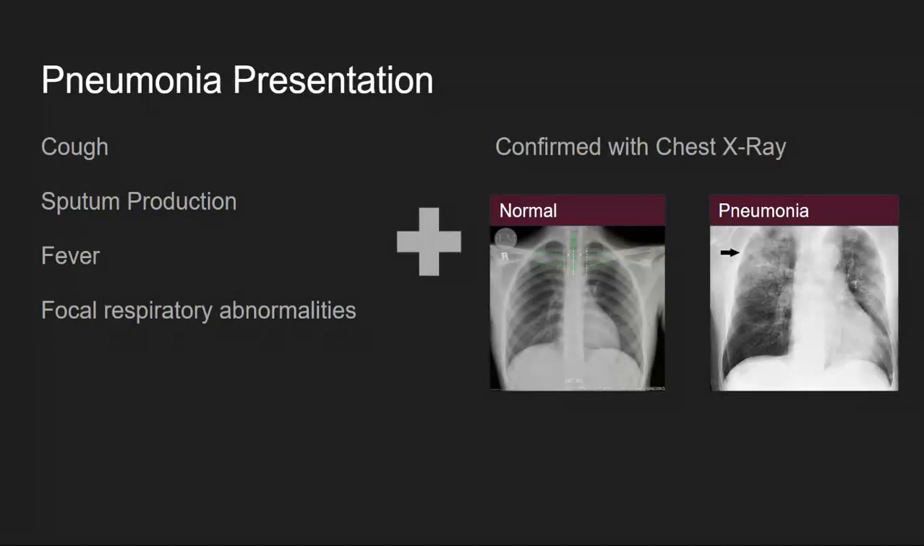So pneumonia presentation and diagnosis is typically based on a constellation of signs and symptoms as well as radiographic findings. Signs and symptoms common in pneumonia would include cough, sputum production, fever, and focal respiratory abnormalities, but on their own, those signs and symptoms are generally inadequate and nonspecific enough to make the diagnosis of pneumonia. So they need to be done in combination with radiography, including generally a chest x-ray. So we're looking for typically patchy infiltrates or consolidation on the chest x-ray to indicate that the patient has a bacterial infection of the lung.